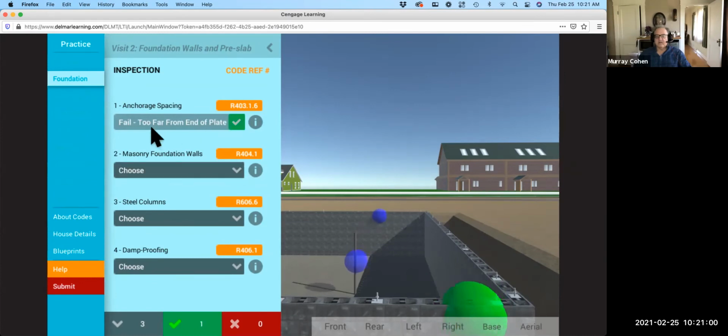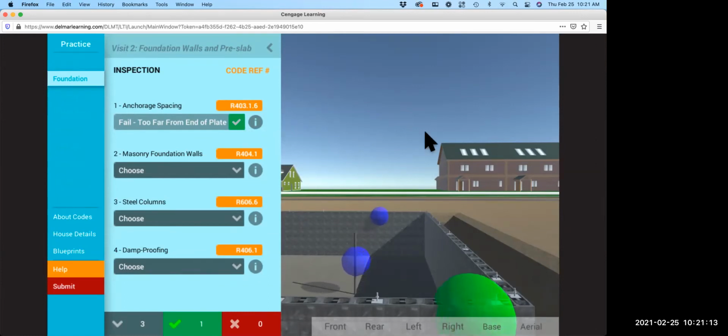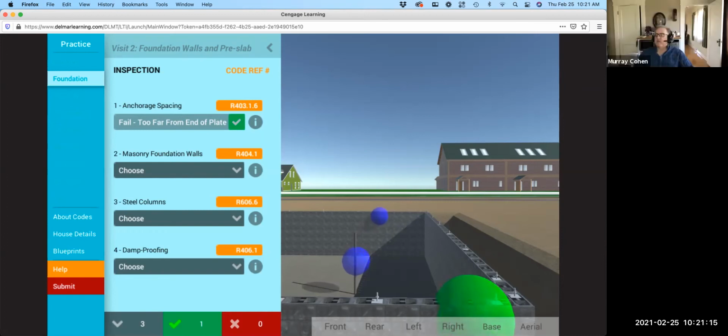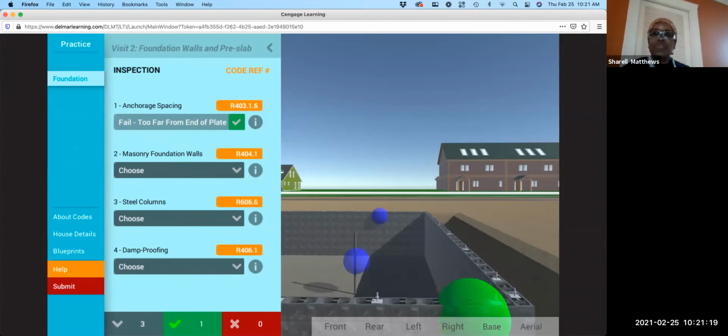Okay, so look, you guys are correct because I just did it. I said fail, too far from end of plate, and that is correct. Oh no, you said it passed. Yeah, we said it fails. Yeah, no, it fails. And so they're going to the corner then. Yeah, they're going to the corner, because it depends on where that sole plate is.